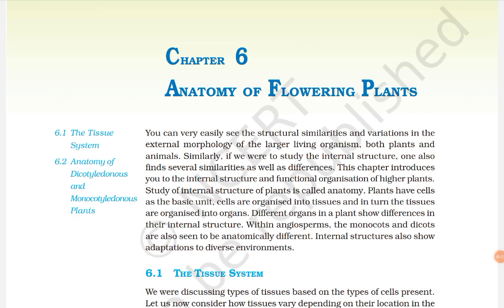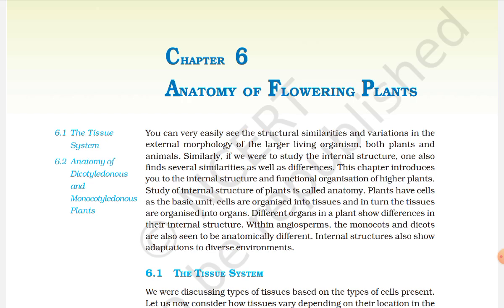Chapter 6, Anatomy of Flowering Plants. You can very easily see the structural similarities and variations in the external morphology of the larger living organisms, both plant and animals. Similarly, if we were to study the internal structures, one also finds several similarities as well as differences. This chapter introduces you to the internal structure and functional organization of higher plants.